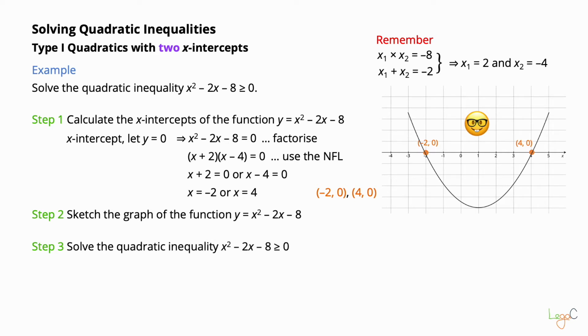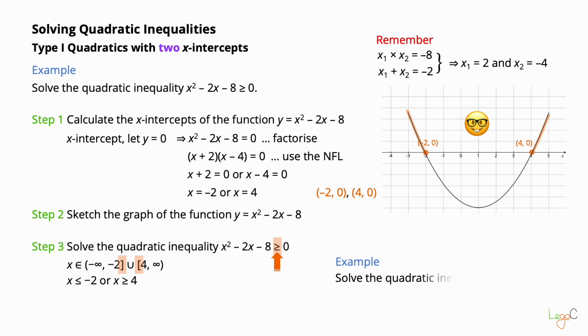So we are going to look at the branches above the x-axis where y is positive. Therefore, x is an element of (negative infinity, negative 2] union [4, infinity). The square brackets are there because of the equal sign, greater than or equal to. We can also write this as x less than or equal to negative 2 or x greater than or equal to 4.